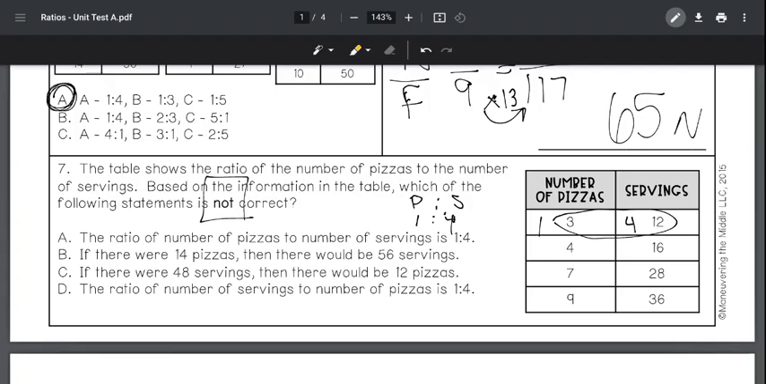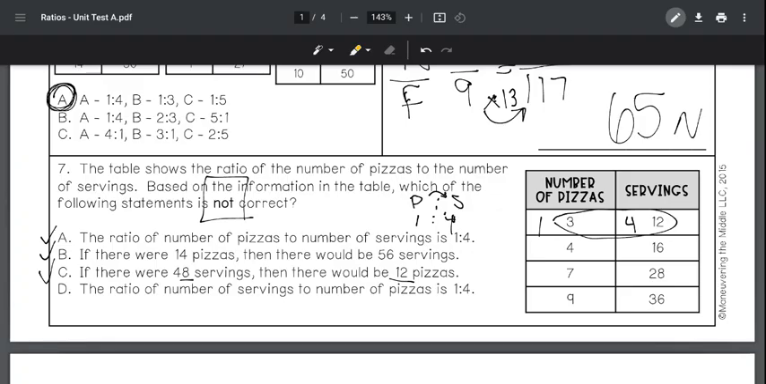A, the ratio of number of pizzas to the number of servings is 1 to 4. Yep, we figured that out already. B, if there are 14 pizzas, then there would be 56 servings. Well, we know to get from pizzas to servings, we multiply by 4. So 14 pizzas times 4 does give us 56 servings, so that's also a good option. If there were 48 servings, then there would be 12 pizzas. Well, we have to do pizzas times 4 to figure out our servings. 12 times 4 is 48, so that's also a good option.